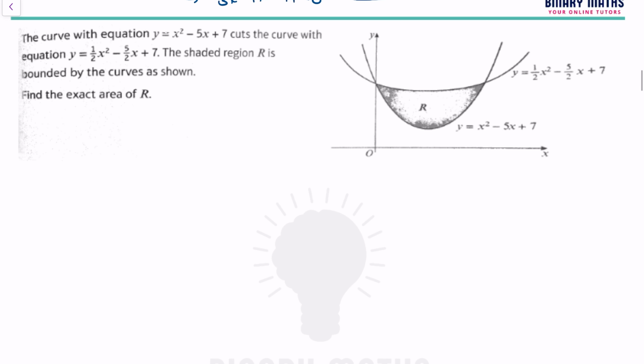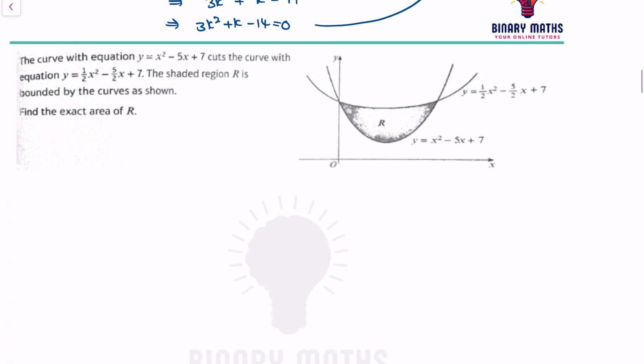Okay, next question. The curve with the equation y is equal to x squared minus 5x plus 7 cuts the curve with the equation y is equal to half x squared minus 5 over 2x plus 7. The shaded region R is bounded by the curves as shown. Find the exact area of R. So I need to find this point and that point first. Obviously, the first one's x equals 0, but anyway, I need to solve it simultaneously to find the 2 points.